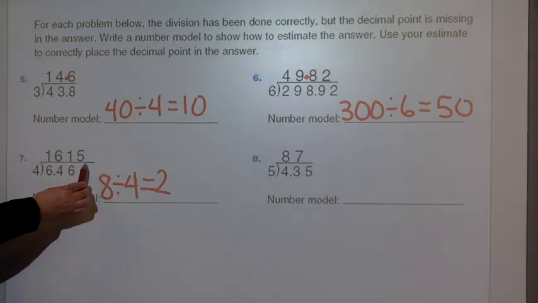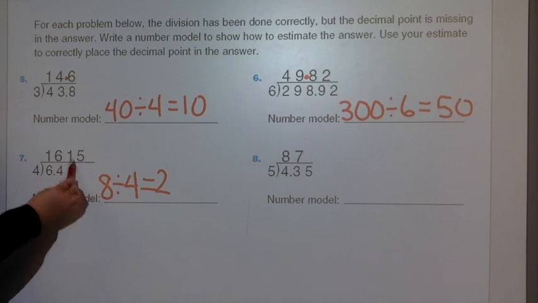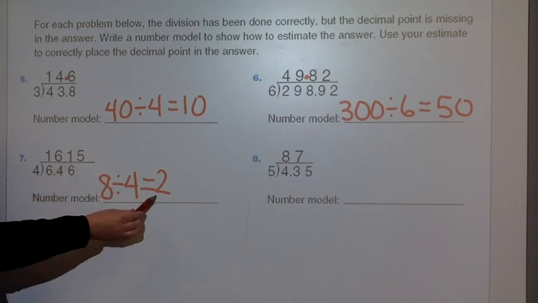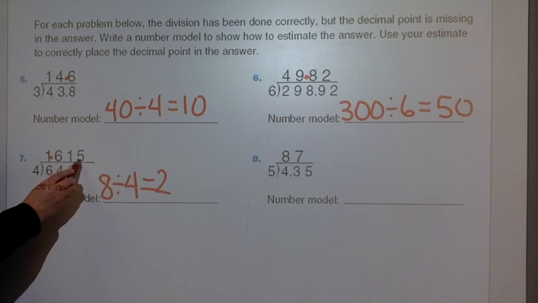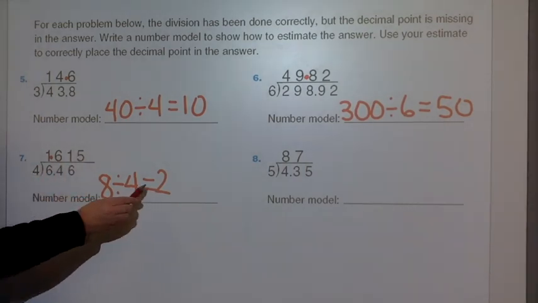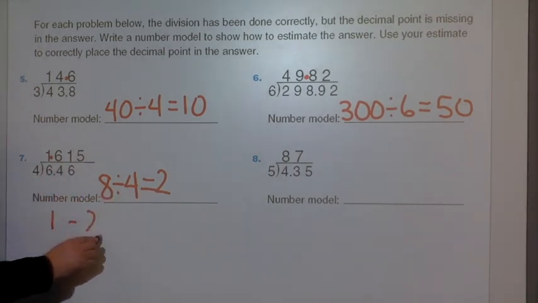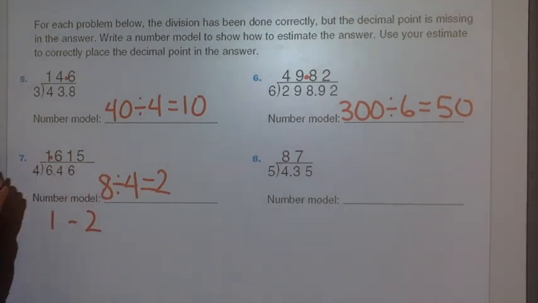Let's look. If I put it right here, my gosh, that would be 1,615. If I put it right here, 161.5, too much. If I put it right here, that would be $16.15. We need something that's close to 2. If I put it right here, that would be 1 and 615 thousandths, which is between 1 and 2. So that is our answer. That's our quotient, 1.615.